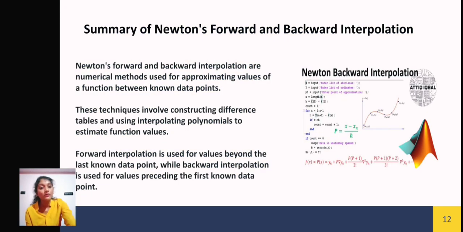So the summary of Newton's forward and backward interpolations. Newton's forward and backward interpolations are numerical methods used for approximating values of a function between known data points. These techniques involve constructing difference tables and using the interpolating polynomial to estimate function values. Forward interpolation is used for values behind the last known data point, while backward interpolation is used for values preceding the first known data point.